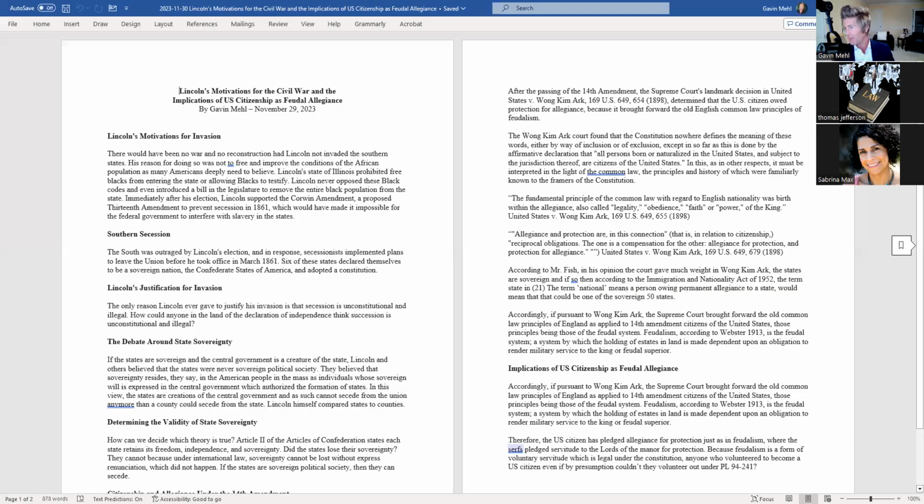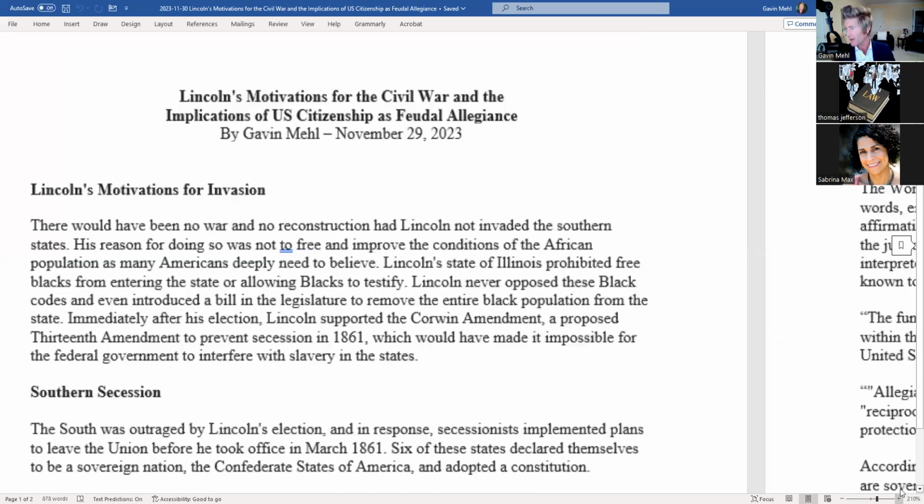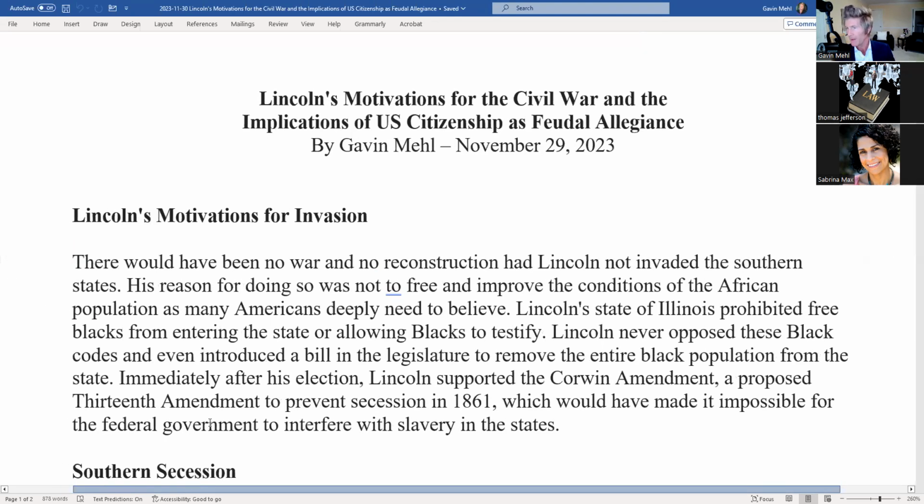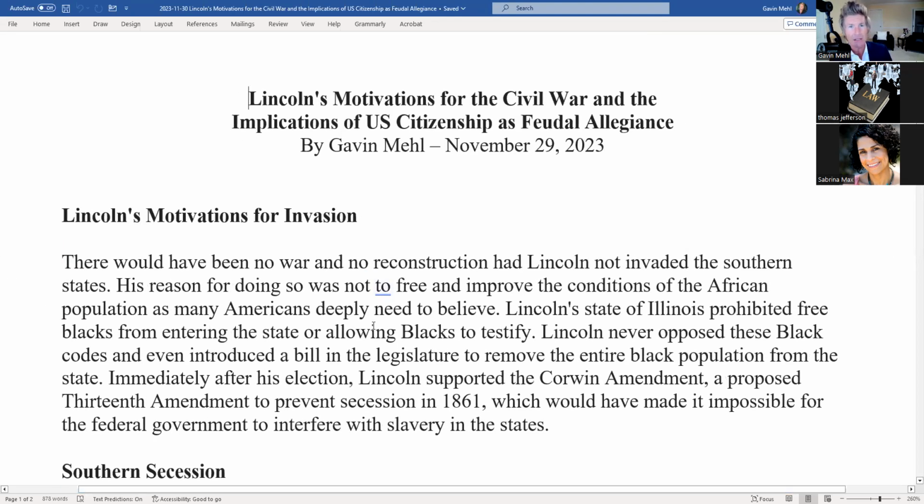Now, if we look at the 14th Amendment, I've got a paper here that I've written up, and it's going to give a little background on this. But I want to make the case that Lincoln's motivation for the Civil War was not about slavery. It was about state secession. This is a very, very important point, and it all ties in to this whole political status thing. But I want to give you the background and the foundation.